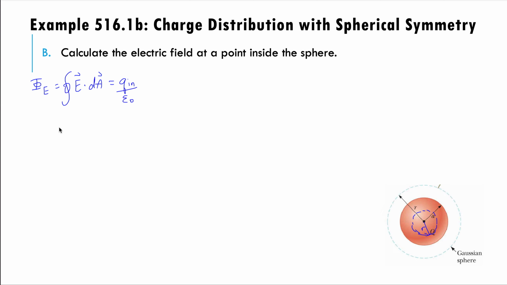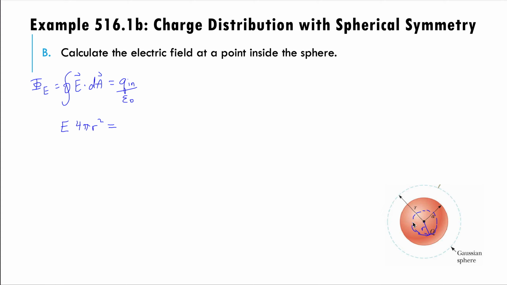We're still going to have the electric field constant over this surface. And so we can take that out. And we're still going to have the integral of the area. That surface integral is going to give us 4πr². Now, the trick is, how much charge is enclosed within this Gaussian sphere? It's not the total charge anymore, because some of the charge is outside the sphere. So it's a fraction of that total charge Q.